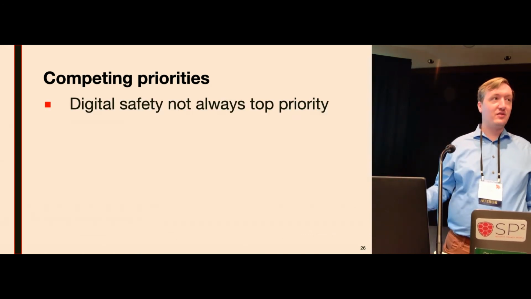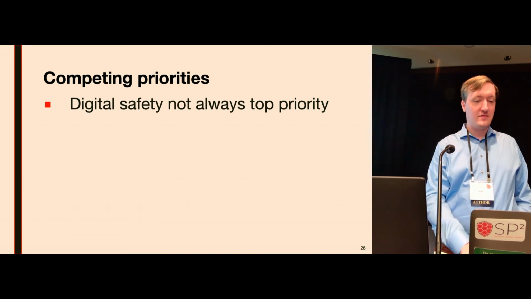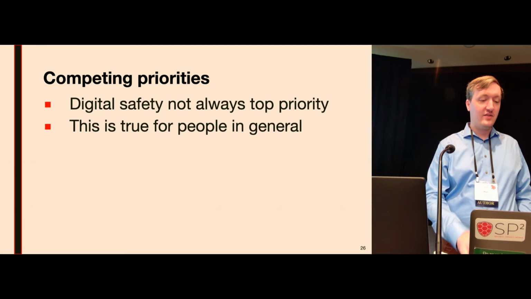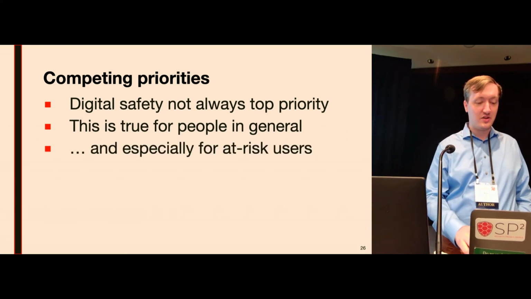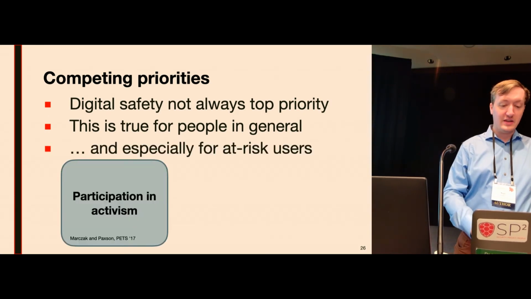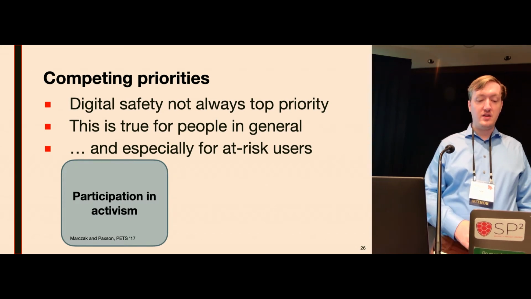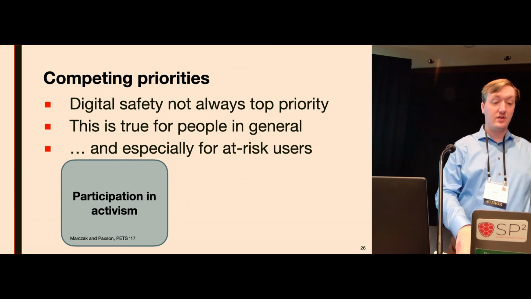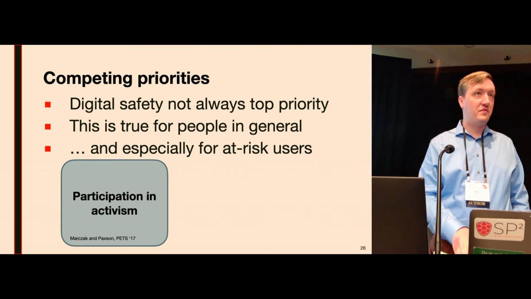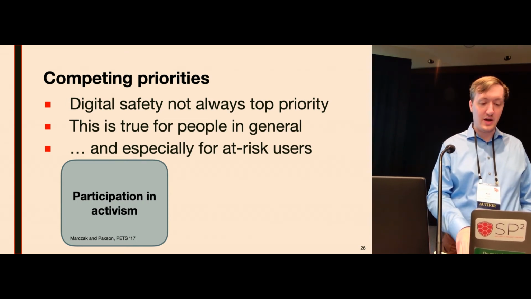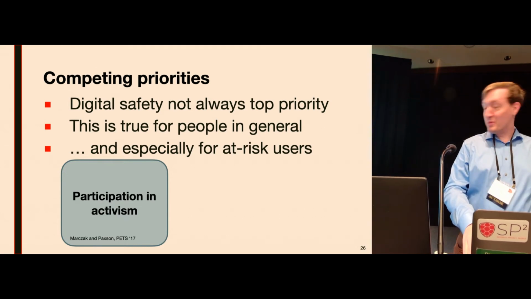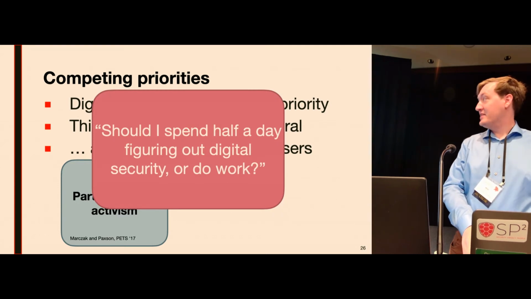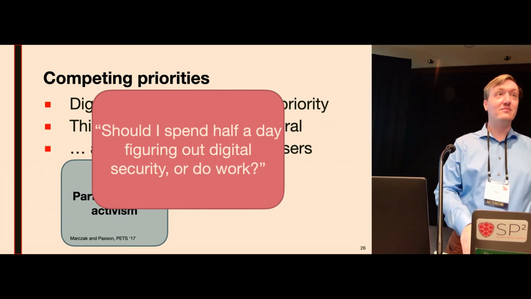So as we know, for everybody, digital safety is not always and cannot always be the top priority. This is true for people in general, and especially for at-risk users. For example, some users may be motivated to use potentially risky modes of communication in order to participate in activist communities, despite the dangers that they could face if this communication was compromised in some way. As a human rights activist memorably said in Mazurek and Paxson 2017, should I spend half a day figuring out digital security or do work?